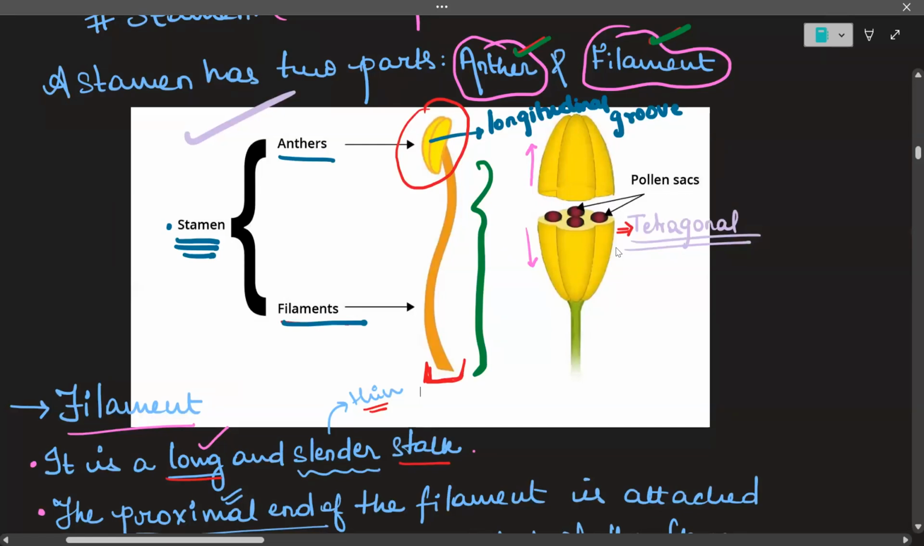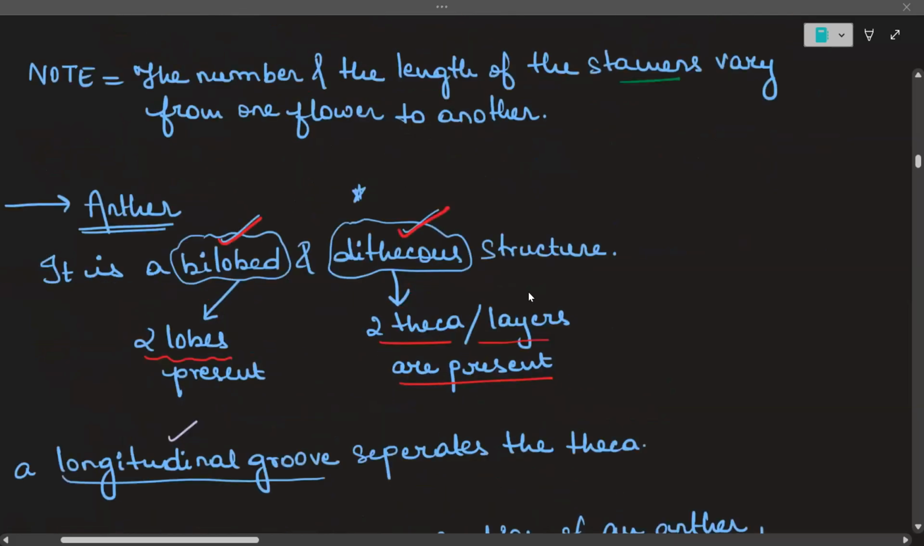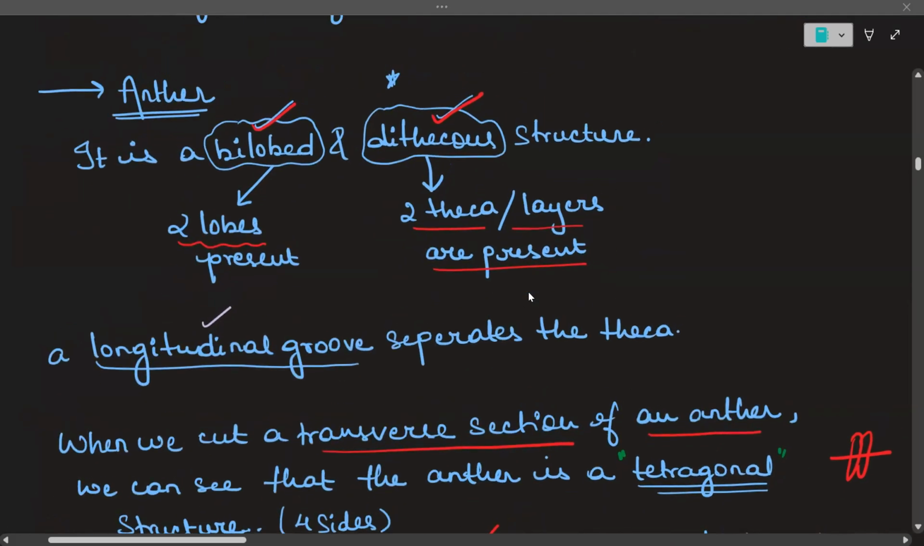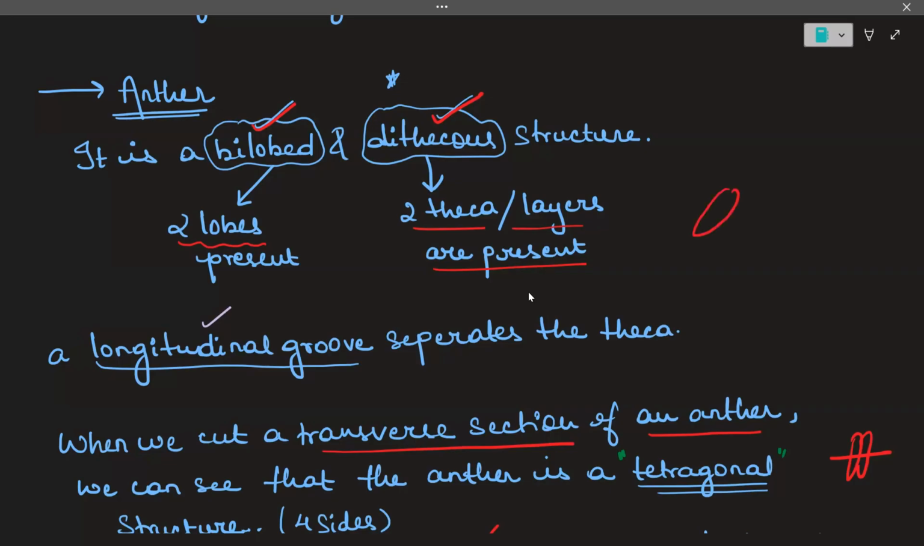Moving forward, then comes the second part, which is the anther. Now, anther is the part of the stamen which is a bilobed structure. Bilobed means that it has two lobes present and it is dithecous, meaning two theca or two layers are surrounding it. Now, if you see in the diagram, if this is one part and this is another part, there is this line that separates the two parts. So this line separating the two parts is called the longitudinal groove. So it separates the theca.